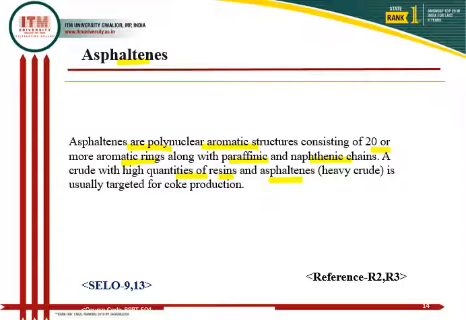Okay. So a high quantity of both resins and asphaltenes is highly undesirable for applications. I have told you earlier about the resin. For resins and asphaltenes, they are usually targeted for coke production. Understood? So whenever crude oil is going to be used in an application, the heavy crude, including a high proportion of resins and asphaltenes, is to be removed in the refining process.